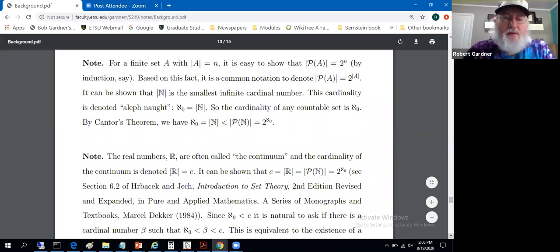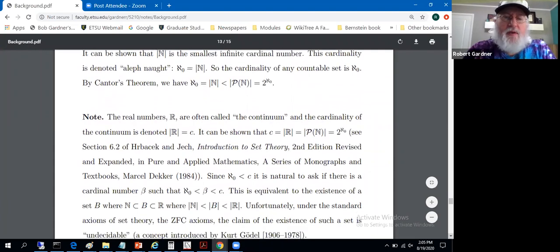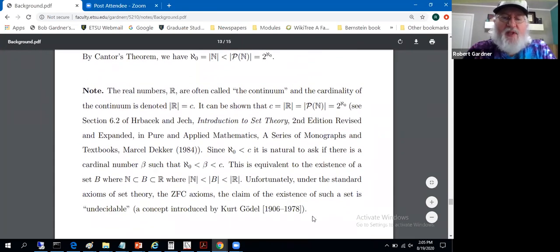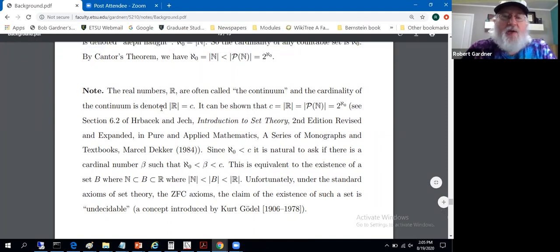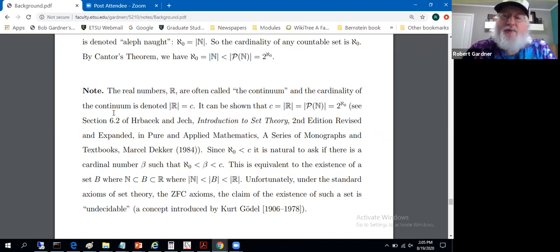Now for something a little interesting and bordering on math philosophy. The real numbers are sometimes called a continuum. And the cardinality of the real numbers is called the cardinality of the continuum. It's sometimes denoted with a C for continuum, the cardinality of the continuum.